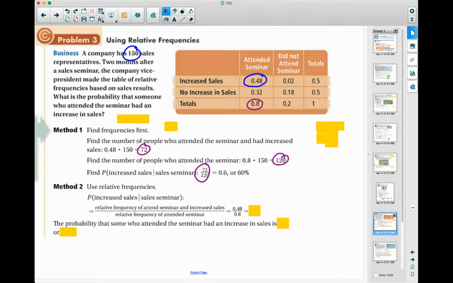I can use the percents that were given to me in the table. So if I do 0.48 divided by 0.8, it's going to give me 0.6 or 60%. So that means that the probability that someone who attended the seminar had an increase in sales was 60%. So the company could use this in saying that the seminar had a 60% success rate.